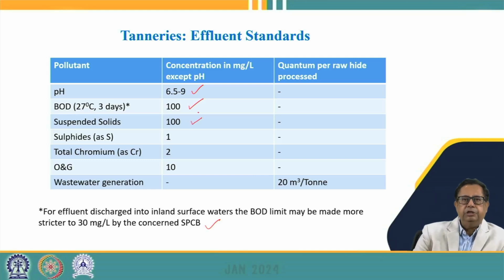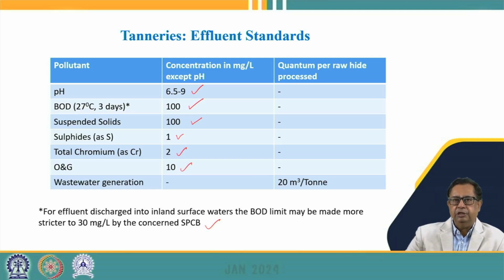Suspended solids should not exceed 100 milligrams per liter in the effluent. Similarly, the sulfides may not be greater than 1 milligram per liter. The total chromium should not be greater than 2 milligrams per liter. And the oil and grease should not exceed 10 milligrams per liter in the effluent. Here, the wastewater generation may be nearly 20 cubic meters per ton of raw hide which is processed. This gives us an idea of how much wastewater may be generated if we know the quantity of leather or raw hide being processed in a certain tannery.